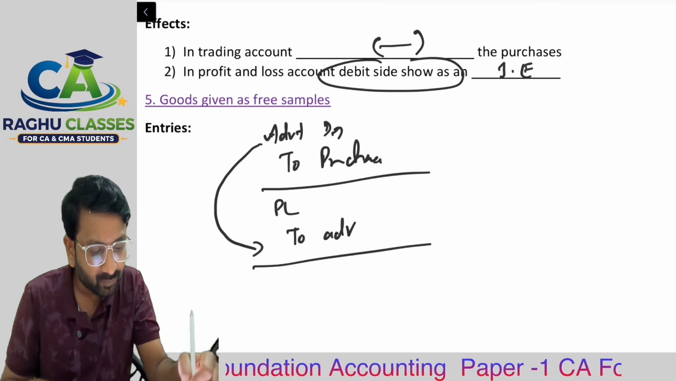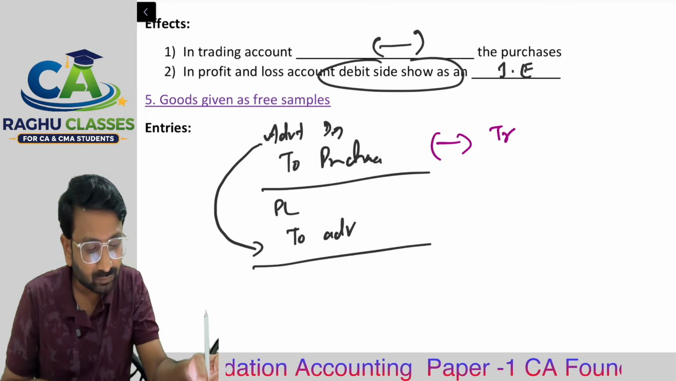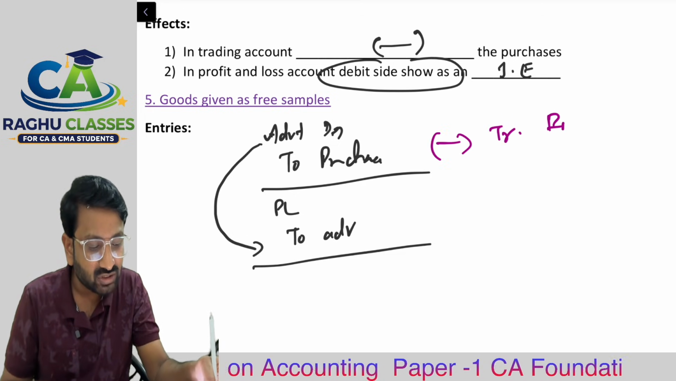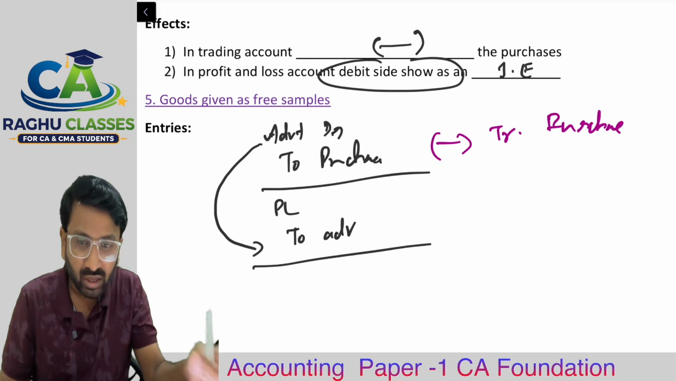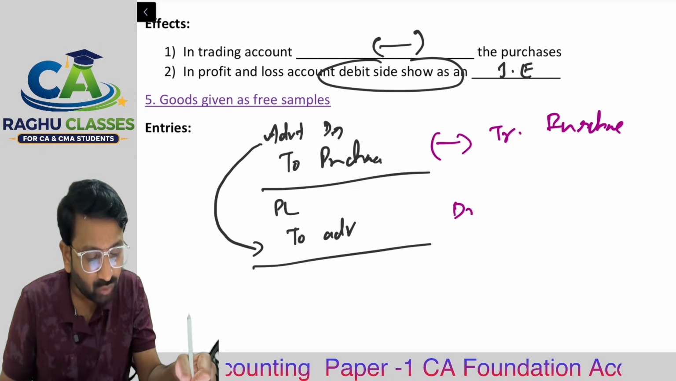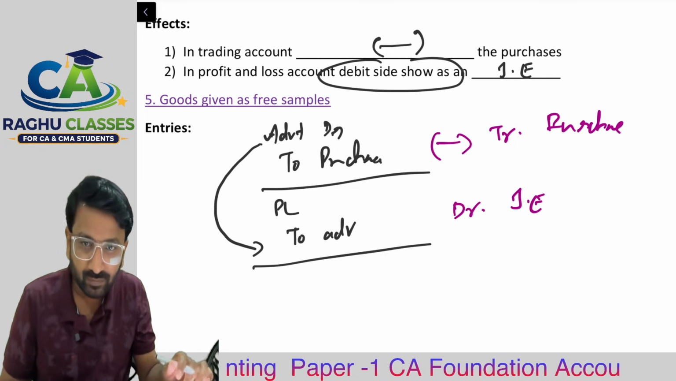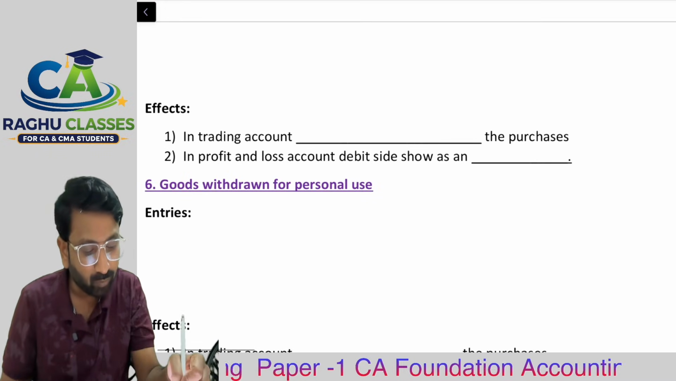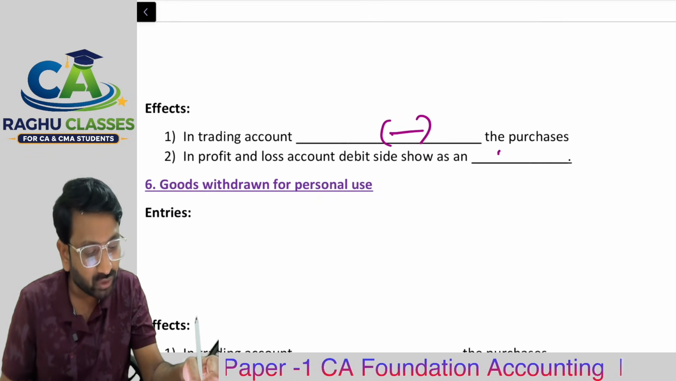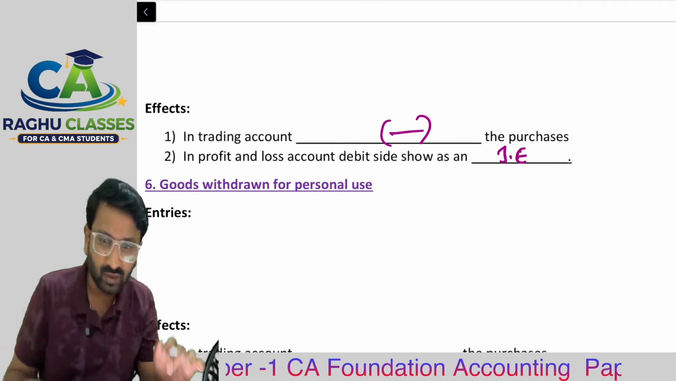Same two effects. Effect number one, in trading account, I'll minus it from purchase. And effect number two, in profit and loss account, we will debit it like an indirect expense. Clear? So trading account minus from purchase, P&L account show it as indirect expense.